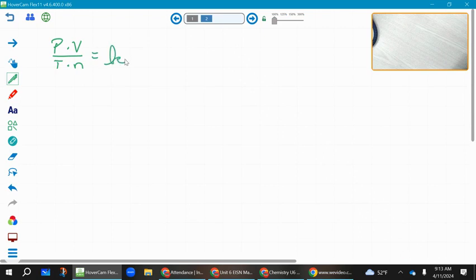That would equal a constant, correct? So in reality, what this would mean is that P1 times V1 over T1 times N1 would equal what? P2 times V2 over T2 times N2. Is there anything else we could put into or change about this formula?